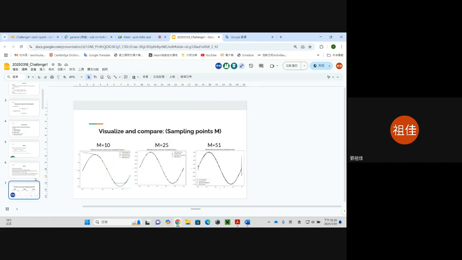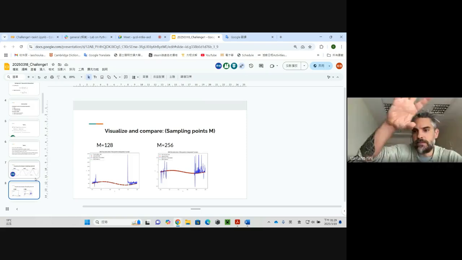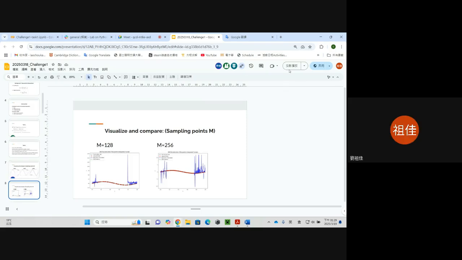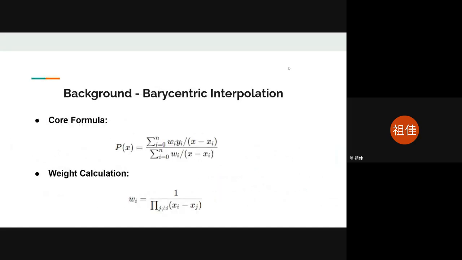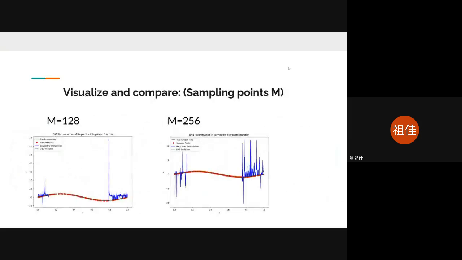Can you go into presentation mode? Okay, good. If we keep increasing the sampling points, we will see an unstable phenomenon in the interpolation. As we talked about in the background, there's a factor of 1 divided by xi minus xj, so if the sampling points are too close, it makes omega i very large, and it turns out to be unstable.